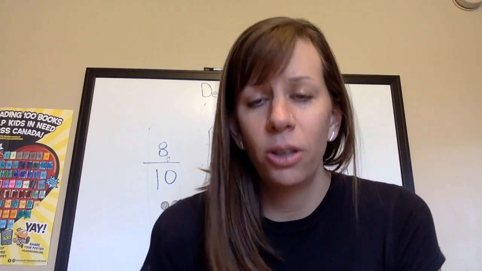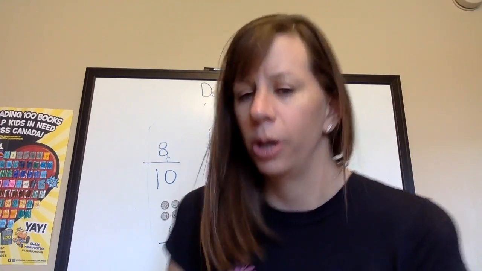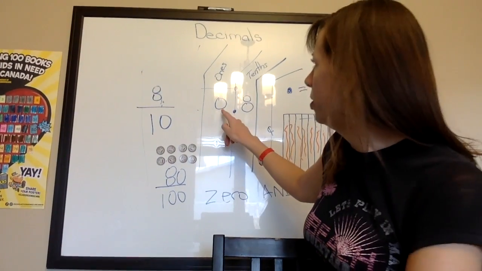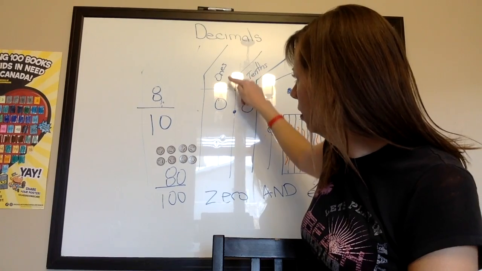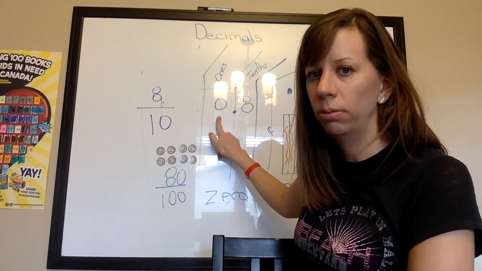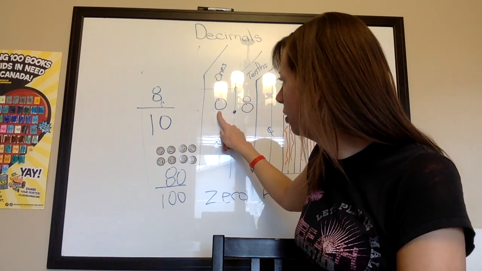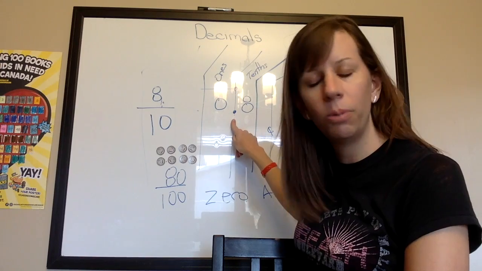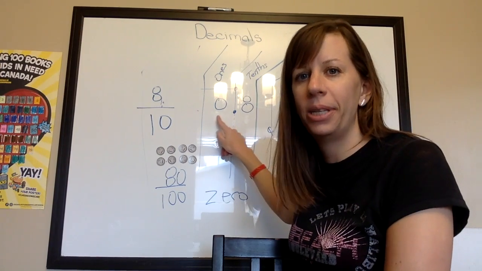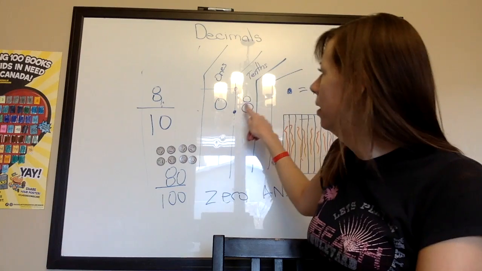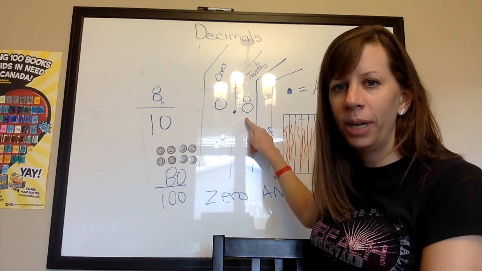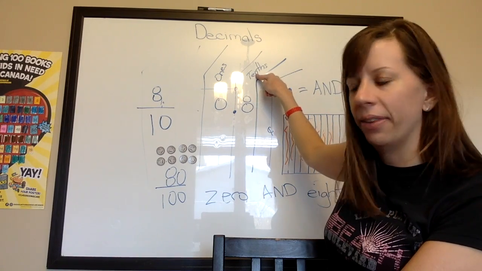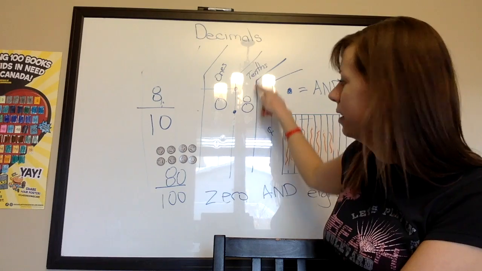So first thing we learned is how to read a decimal with words. So looking at this chart here, okay, we don't say 0 ones, we just say 0. The decimal is the "and," so 0 and. We do not say point, we say 0 and 8, and then because this is the last digit, we say where it belongs, tenths. So 0 and 8 tenths.